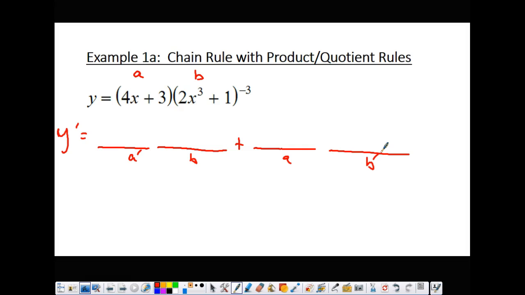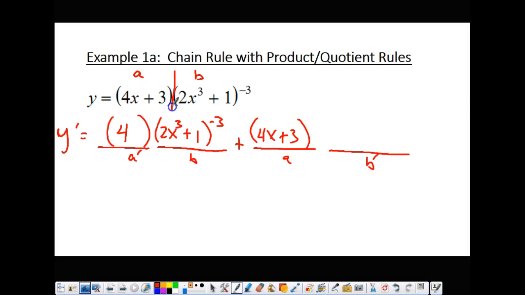What's the derivative of A? I'm sorry, yeah, derivative of A. 4. Some parentheses around that. And then we're going to write B, which just stays the same. Not doing anything with that, it's just B. Over here we have plus A. That's just A, right? So we're going to write 4x plus 3. And over here we have B prime.